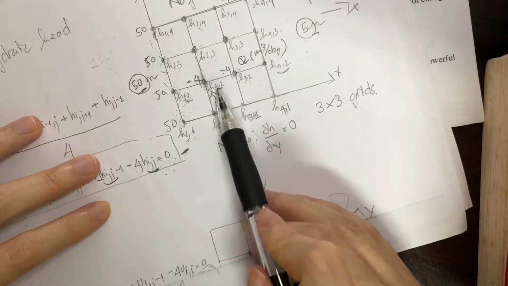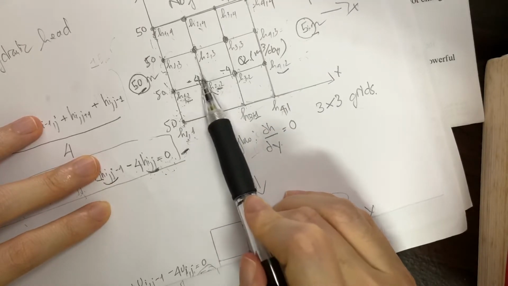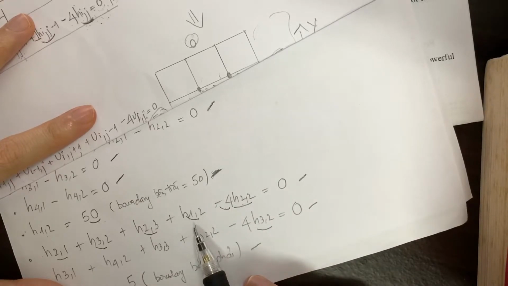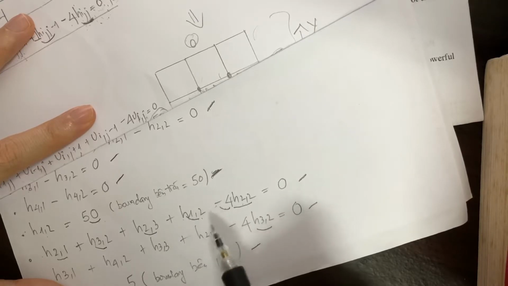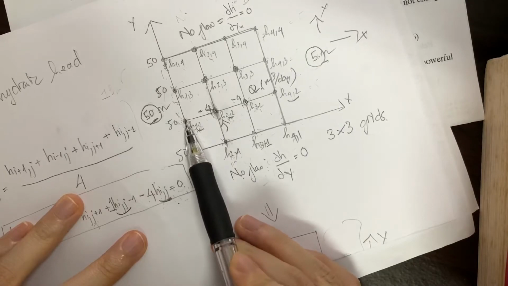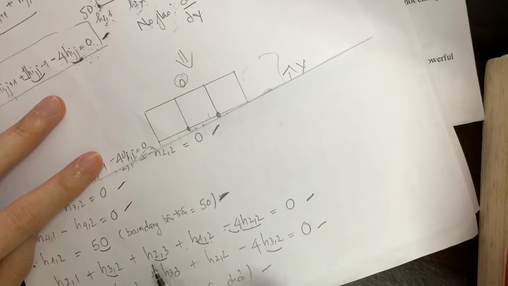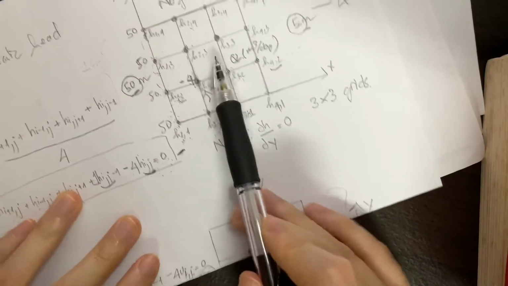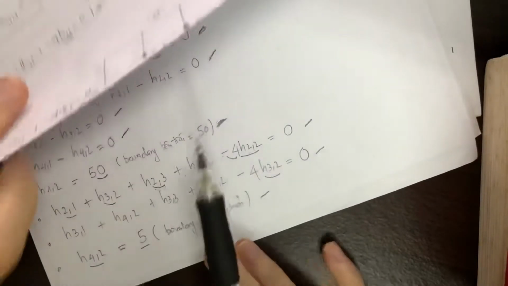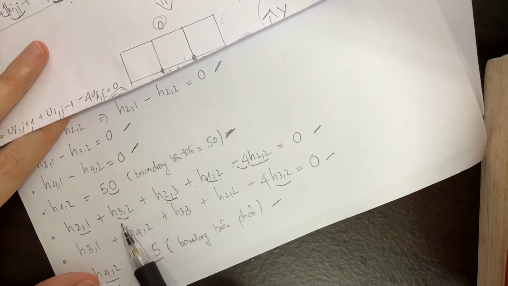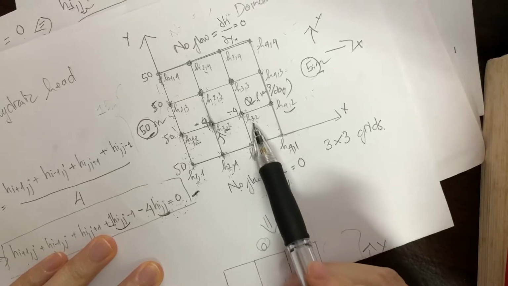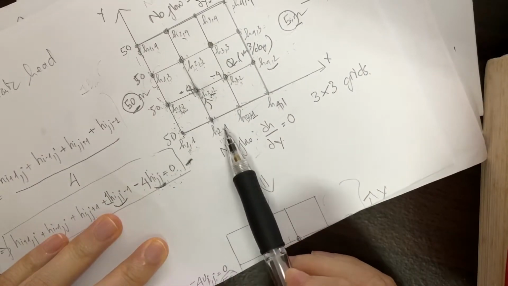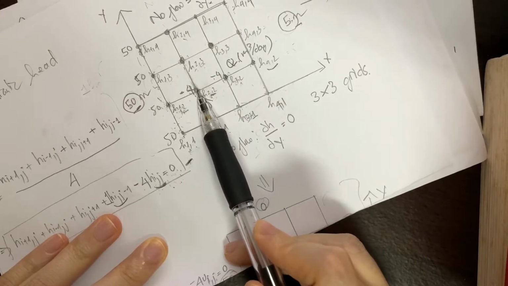So just look at this. You have S22 with the coefficient -4. All around it you have S12 with coefficient 1, you have S23 with coefficient 1, the next point is S32, and the final one is S21, with coefficient 1. So you finish the equation at this point.